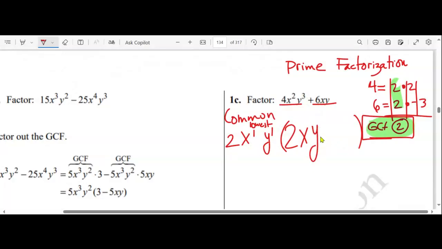6 divided by 2 is what? 3. X divided by x, you get 1. Y by y, you get 1. So your final answer would be 2xy plus? I think y to the power 2. Y to the power of 2. That's correct. Yes. Okay. I was testing you. Okay, move on.